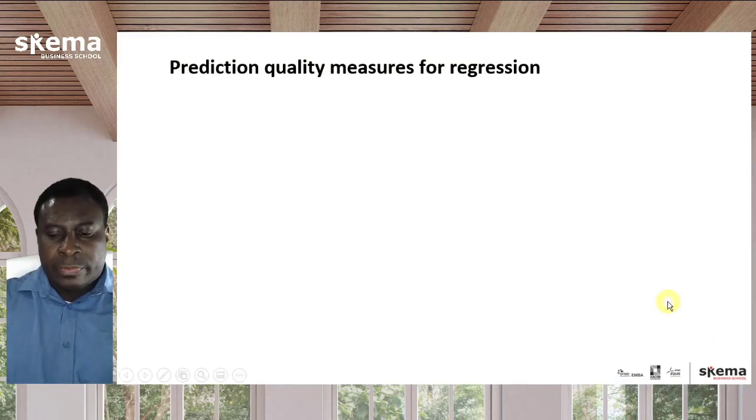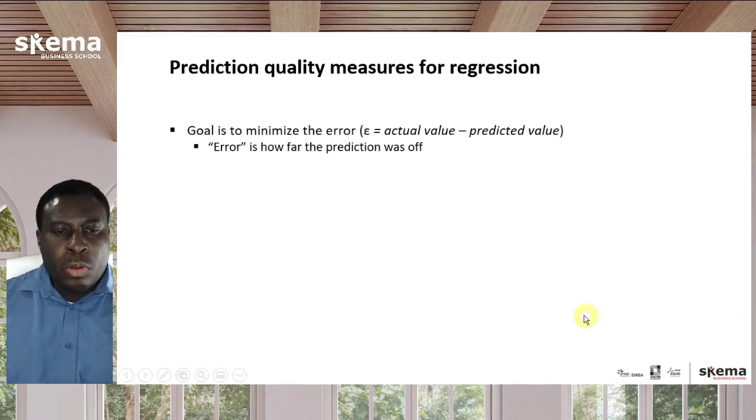So in general, the goal of predictive regression is to minimize the error. And the error is understood as the difference between the actual true values and the predicted value that the model gave. So the error is generally how far the prediction was off. For example, if the true value was 89, but the prediction was 70, then the error is minus 19.